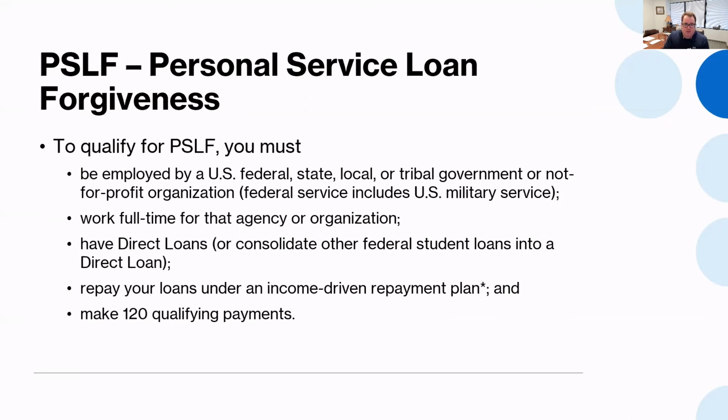And while working with them, you repay your loans under the income-driven repayment plan. This is a payment plan where the federal government says, all right, we will cap your loan payments at X% of your income. And then you keep making those payments based on X% of your income for the equivalent of 10 years, 120 qualifying payments. And once you do that, the federal government says, all right, we'll wipe the rest clean.